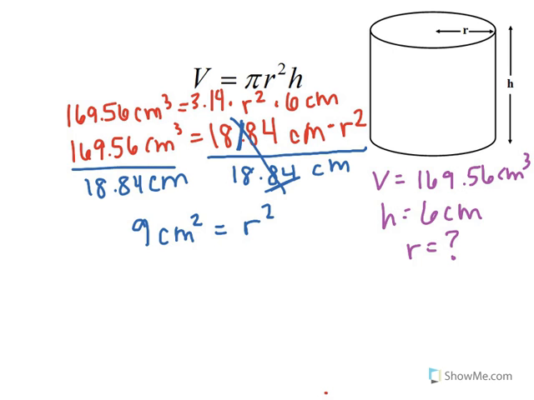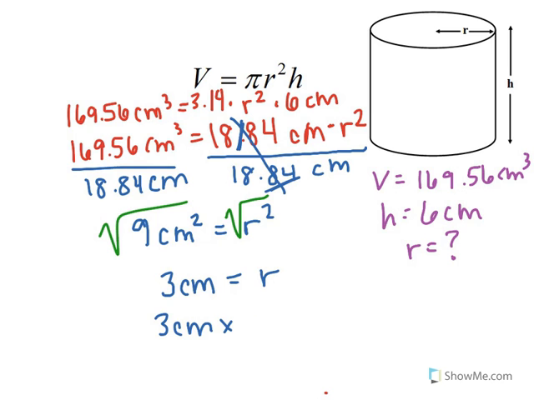Now, just like with area of a circle, I'm not looking for radius squared, I'm just looking for the radius. And so to undo, or to find the opposite of that squared, I'm going to find the square root, and if I do that on the right, I have to do that on the left to keep my equation balanced. And so I'm left with the square root of 9 is 3 centimeters is equal to our radius. Now, if I wanted to know the diameter, I would just multiply that by 2. So for this circle, if the radius is 3 centimeters, then 3 centimeters times 2 would give me 6 centimeters as the diameter.